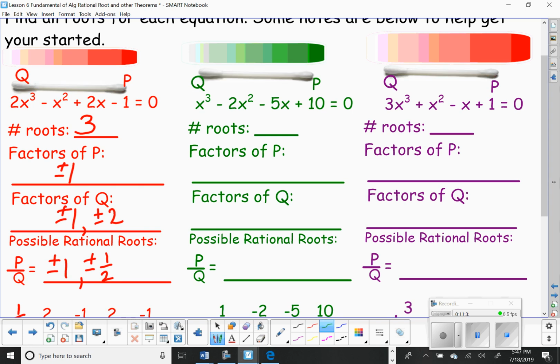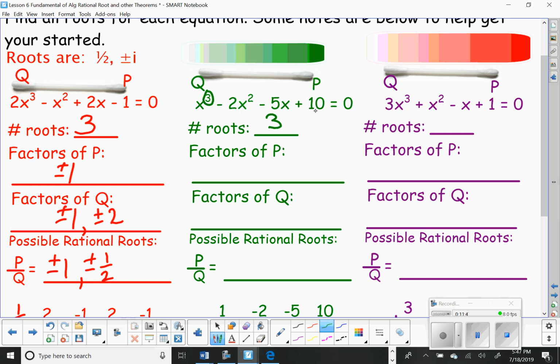Let's try the green one. Again, now, if you think you know what you're doing, great. Pause the video and check it out. If you're not pausing the video, the number of roots equals the degree, which is 3.